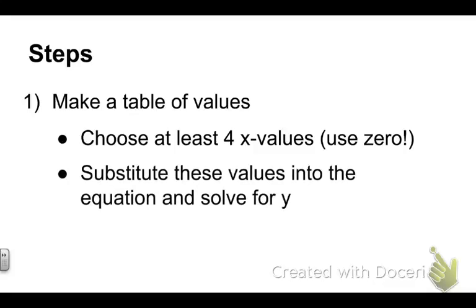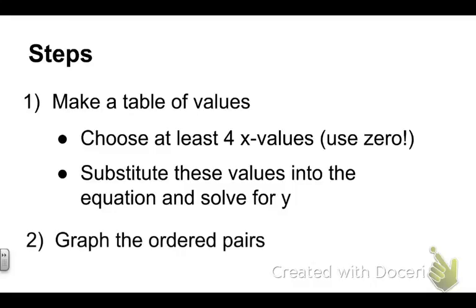And then once you have your x values, then substitute those values into the equation and solve for y. So basically your x values are your inputs, and what comes out are your outputs. Once you've done this, then graph the ordered pairs. It's as simple as that.